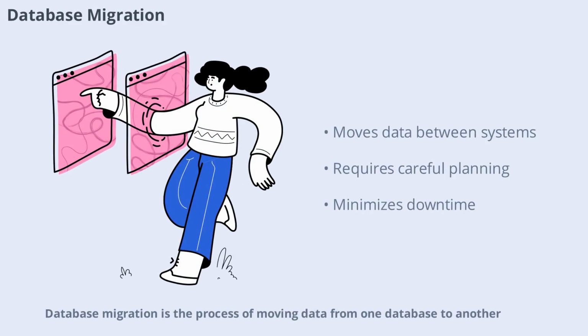Database migration is the process of moving data from one database to another, often during upgrades or platform changes. Migration requires careful planning to ensure data integrity and minimize downtime. Tools and best practices help streamline the process, making transitions smoother and less risky.